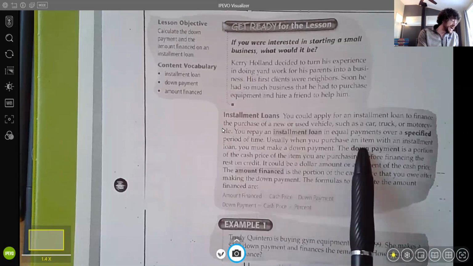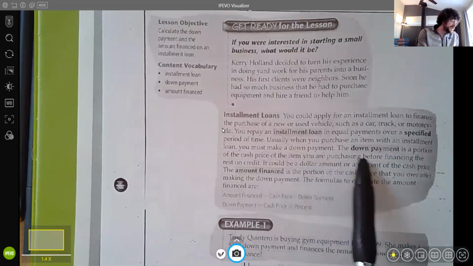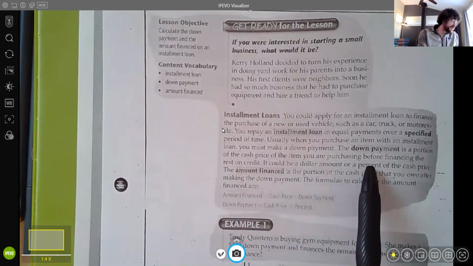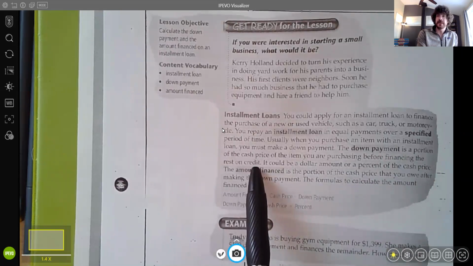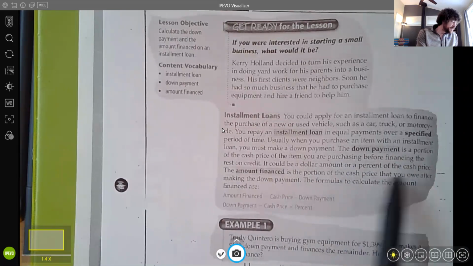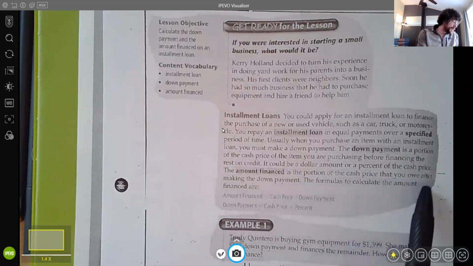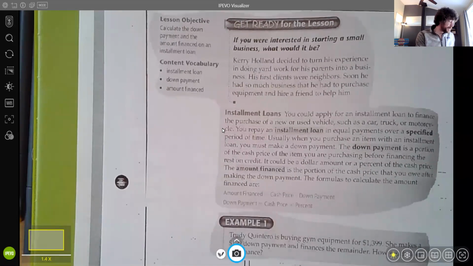Usually when you purchase an item with an installment loan, you must make a down payment. The down payment is a portion of the cash price of the item you are purchasing before financing the rest on credit. It could be a dollar amount or a percent of the cash price. The amount financed is the portion of the cash price that you owe after making the down payment. The formulas to calculate the amount financed are right here.